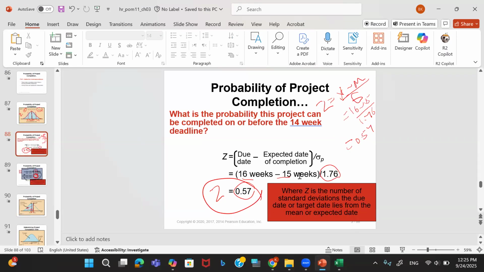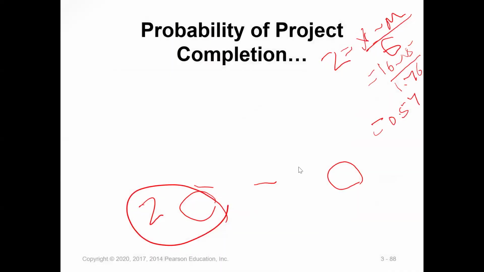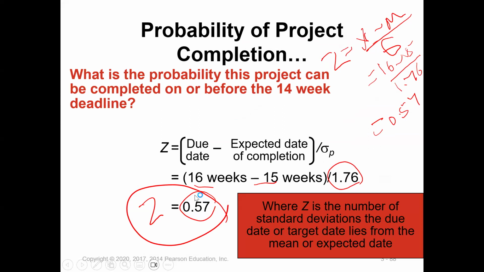Okay, let's now calculate for 14 weeks. What is the probability that we will finish this project in week 14? We need the Z value for week 14, which is equal to 14 minus the average. How much was the average? 15 weeks, divided by the standard deviation, 1.76. So this will give us negative 1 over 1.76, which is negative 0.57.